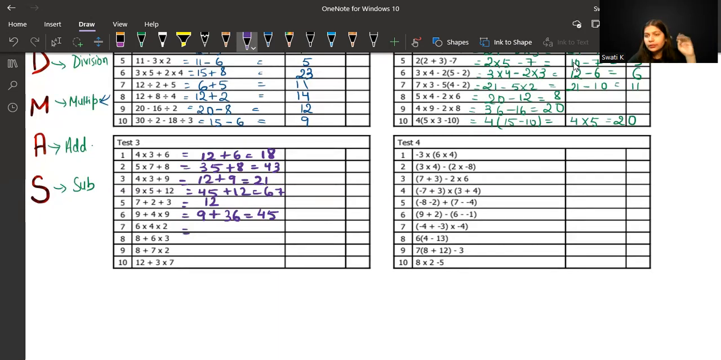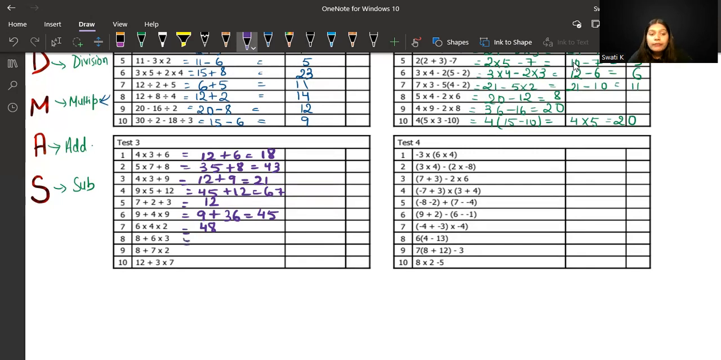Remember, it is not important that you have to go in this order only. If you want, you can also do 4 times 2, 8, and then 8 times 6, 48. If you want, you can also do 6 times 2, 12, and then 12 times 4, 48. Because multiplication satisfies the associative property. So that is why you can follow any order.